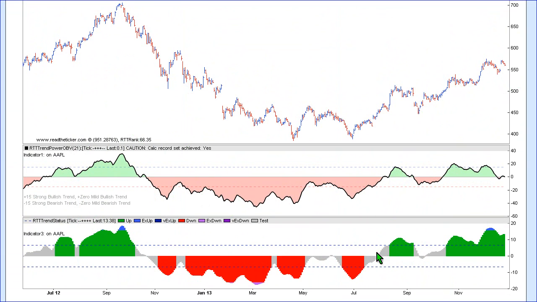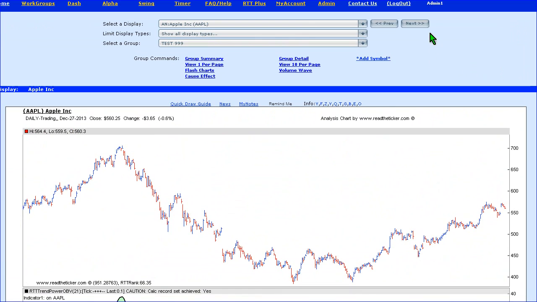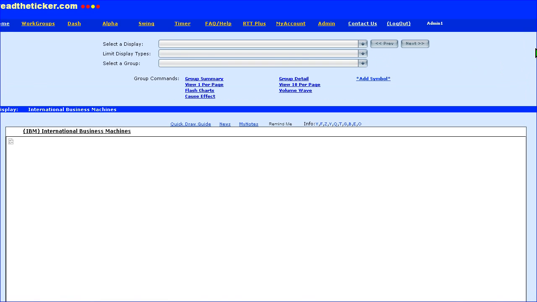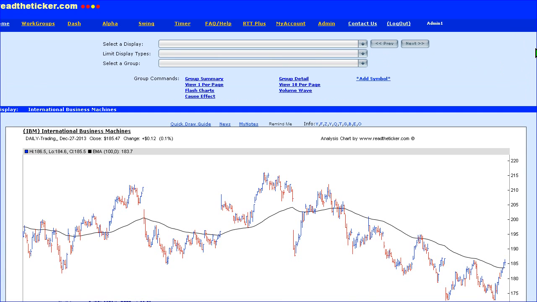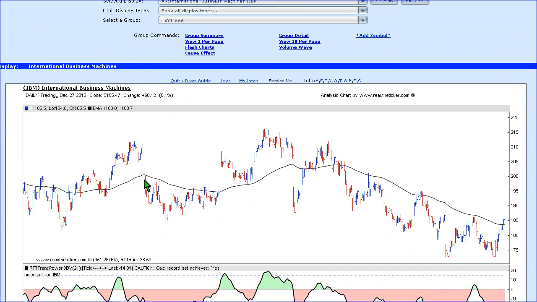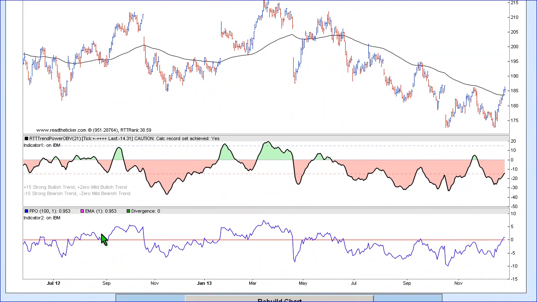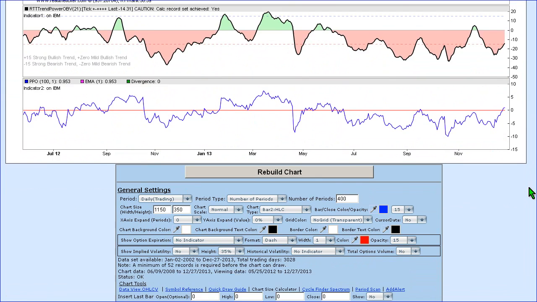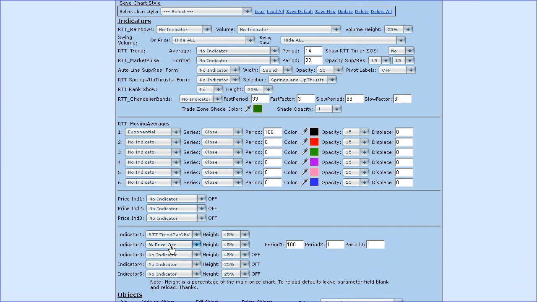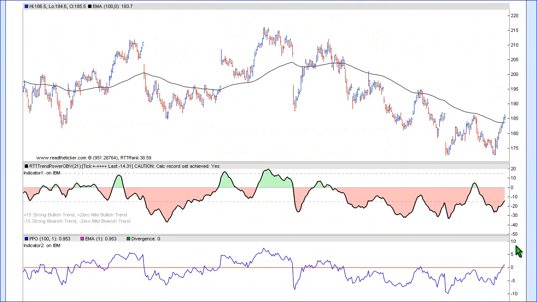So what I've found after a bit more research is to replace the RTT trend status with a tool which is a bit more sensitive. Okay. Here we have IBM with 100 EMA moving average and the percentage price oscillator 100, 1, 1. So I'll just scroll down here to show the indicator settings. Percentage price oscillator 100, 1, 1.